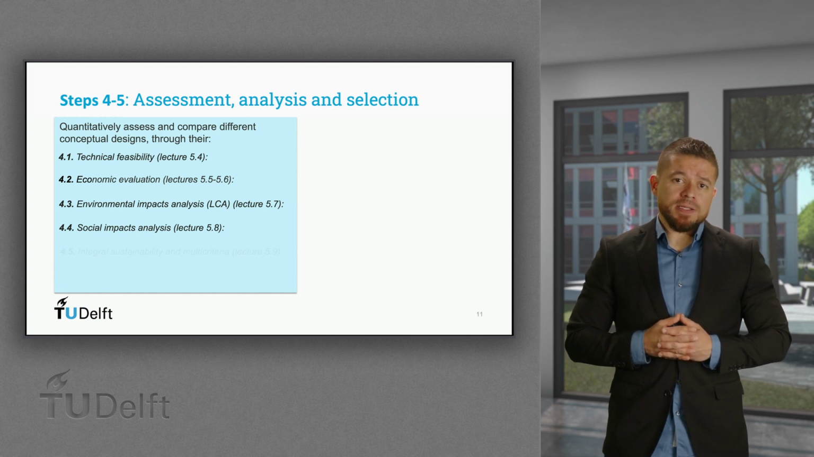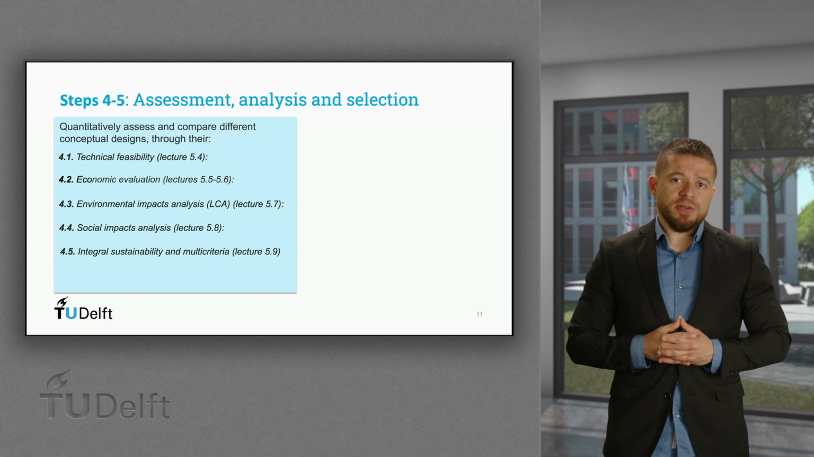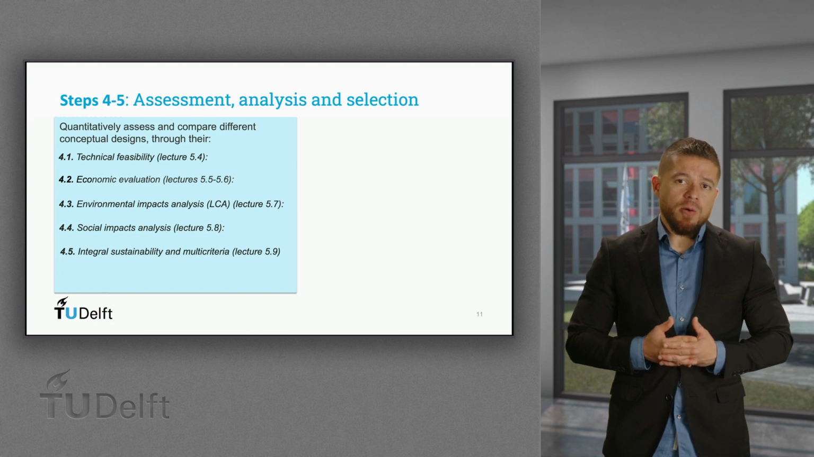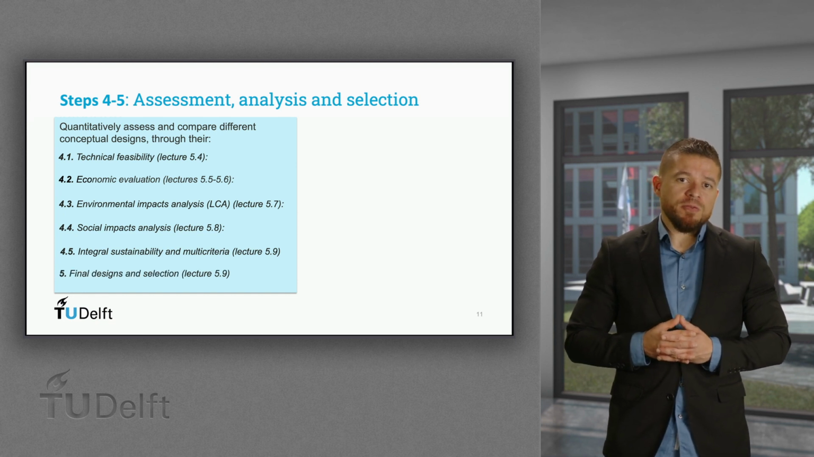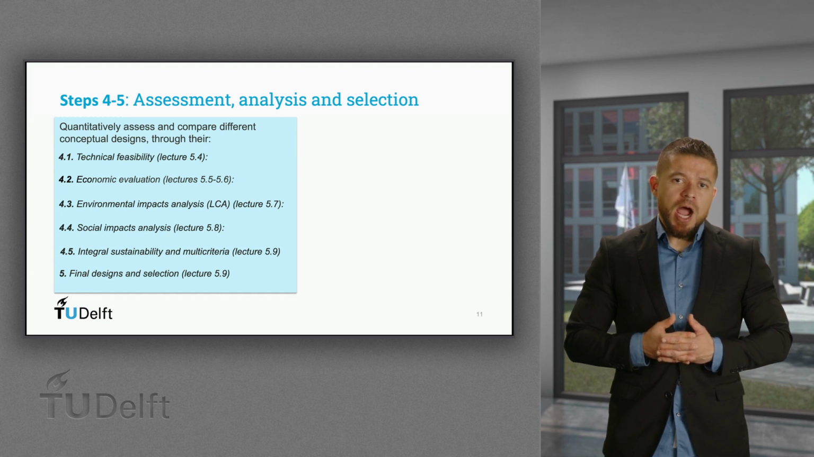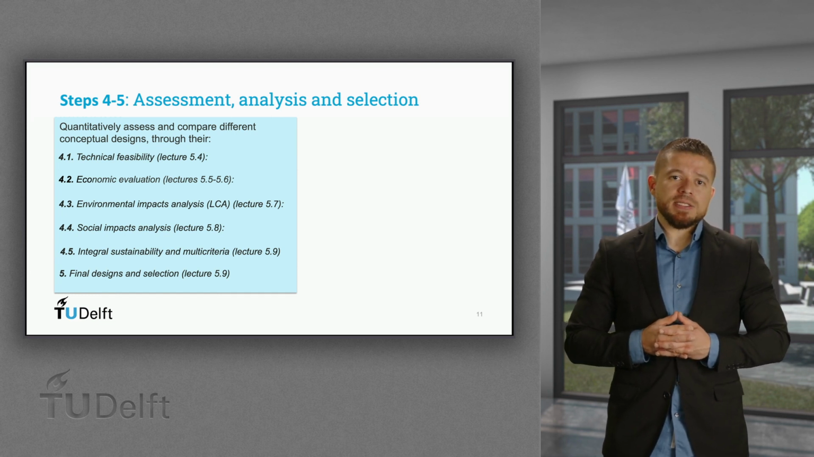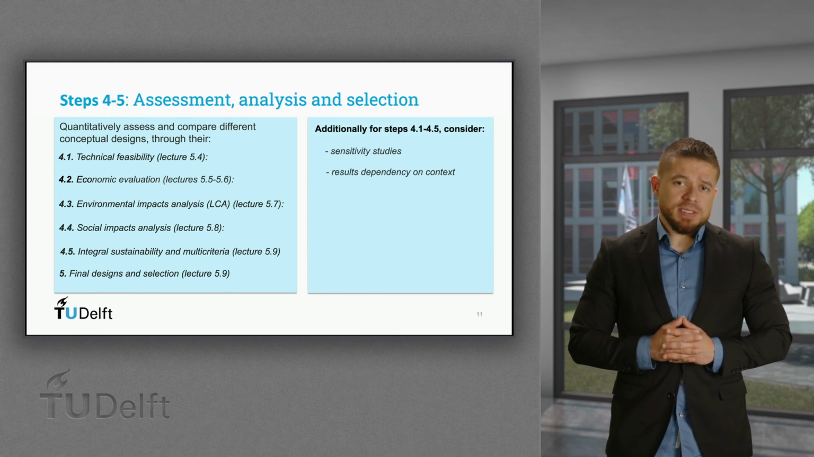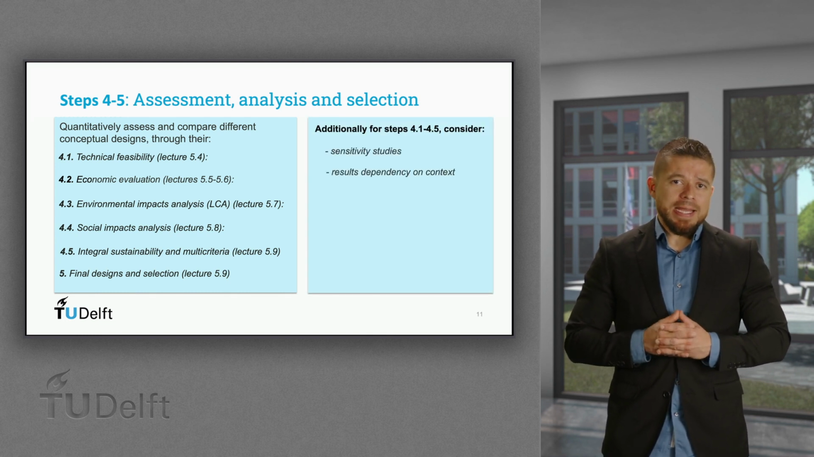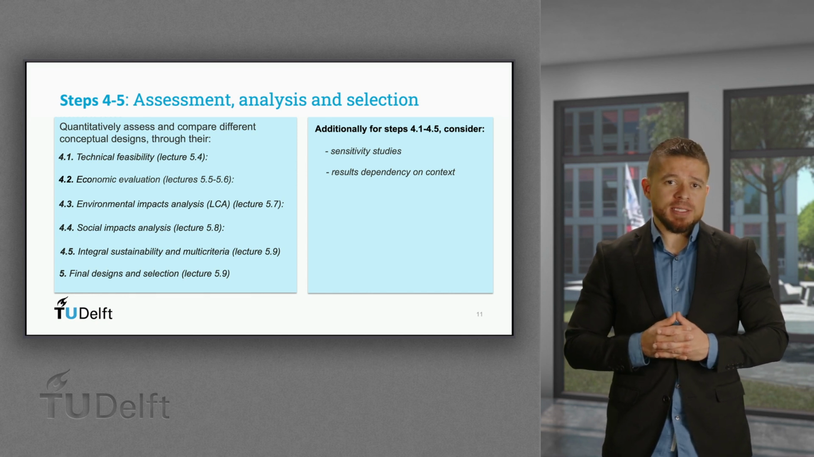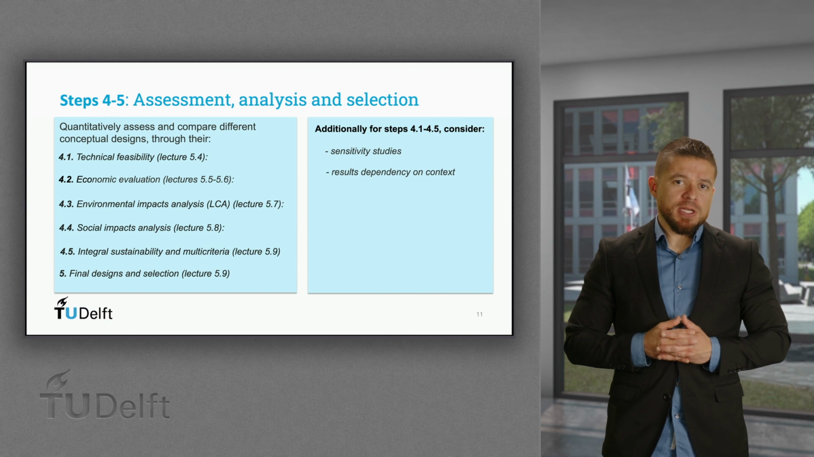And finally, an integral sustainability assessment or a multi-criteria analysis for decision-making can provide information of the sustainability trade-offs of our system, which is also part of step 5, final designs and selection. A couple of additional aspects to consider in these steps are the sensitivity studies, since they can indicate what specific technical actions could improve the KPIs, and the context dependency for the 3 dimensions of sustainability.